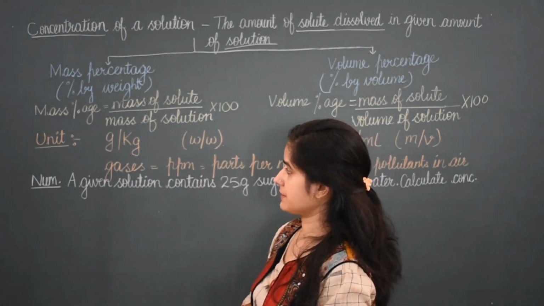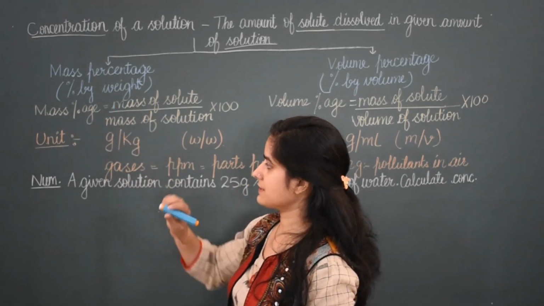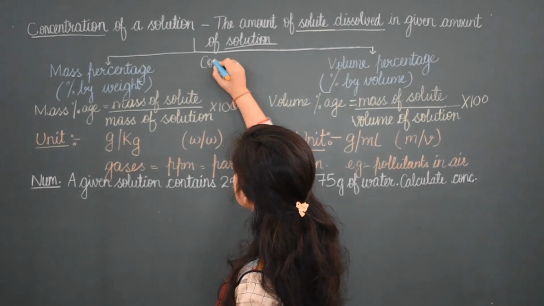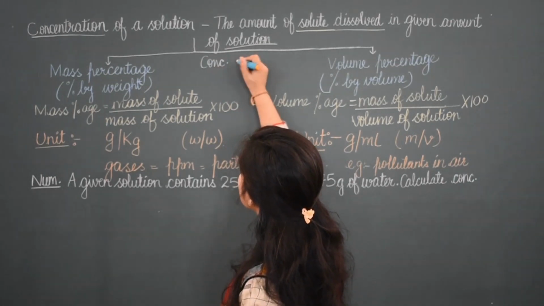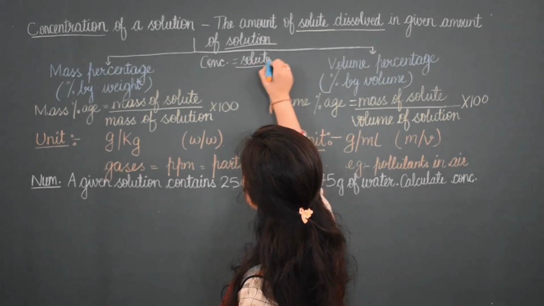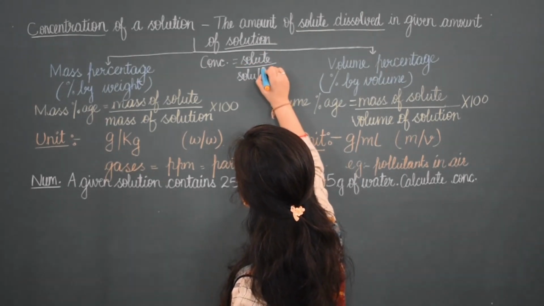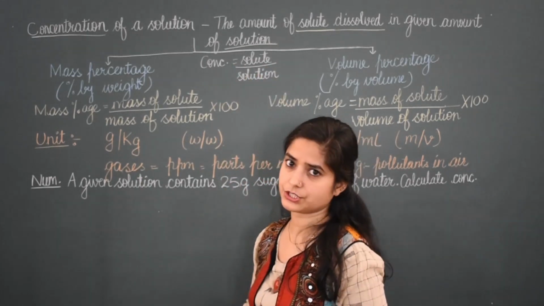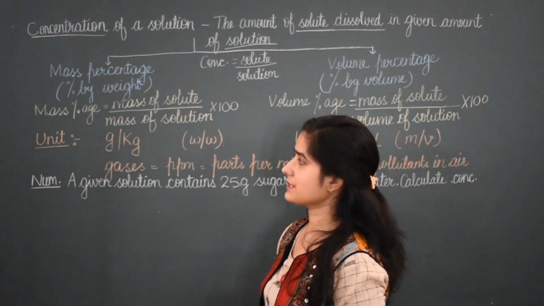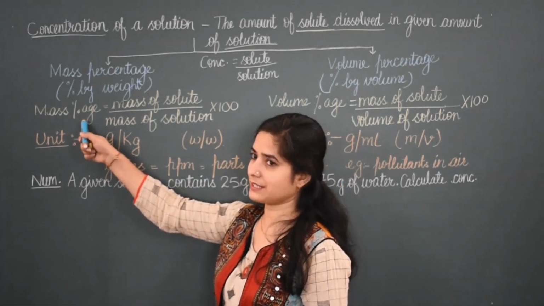Mass percentage is equal to mass of solute upon mass of solution into 100. Listen, if we are simply finding the concentration, then we write only concentration, not percentage, and it is amount of solute upon amount of solution. But in numericals we find the percentage, so that is why we have to find the mass percentage.